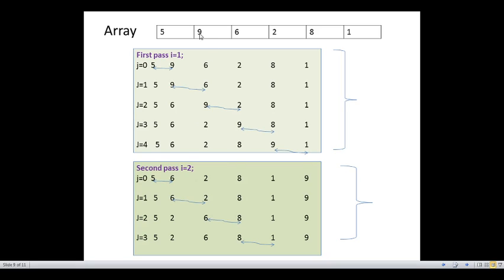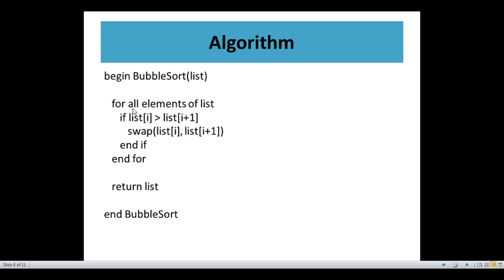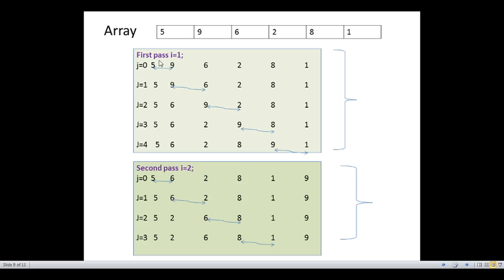See one example. Here the elements are 5, 9, 6, 2, 8, 1. These are the different elements of the array. For the first pass, i equals 1. For all elements of a list, for the first element we will do this first. So for pass i equals 1, j equals 0, which means the first time. We are also seeing the number of times this inner loop will execute. Here the elements are 5, 9, 6, 2, 8, 1.